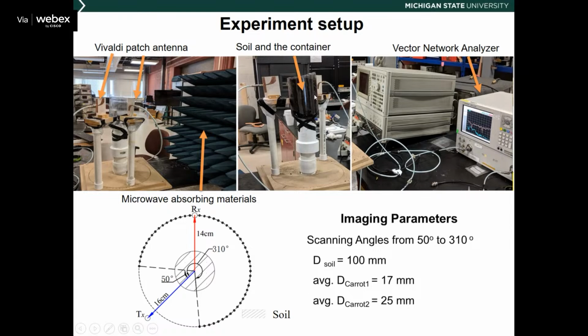The soil is in between, where we put it in a microwave transparent container. And the parameters are being set up here. The goal here is to demonstrate that we can make the microwave penetrate through the soil, measure the receiver signals, perform data reconstruction, and actually image what's inside the soil.